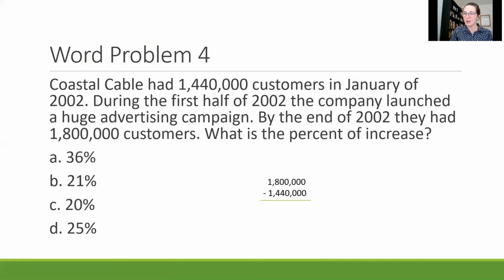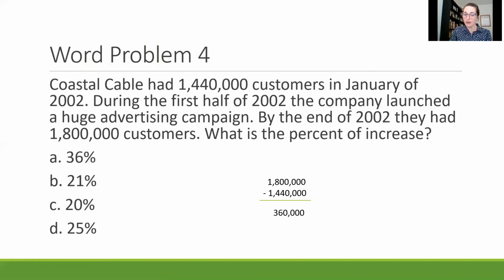So to find that, we need to take two steps. First, we need to figure out what the difference is between these two. So we will start with our new number of customers at the end of 2002, and we'll subtract the original number of customers. And that gives us 360,000 new customers during this year. So with that information, we have to figure out how much 360,000 is out of the original amount that we had, because that'll tell us what percentage of our original amount we increased by.